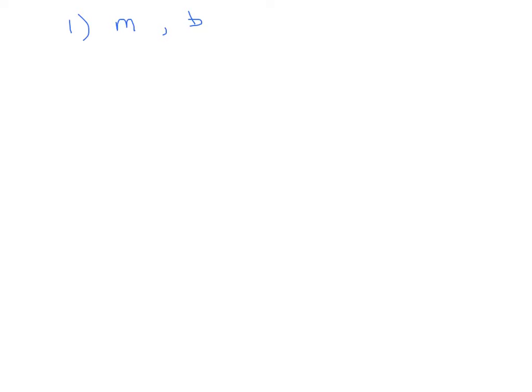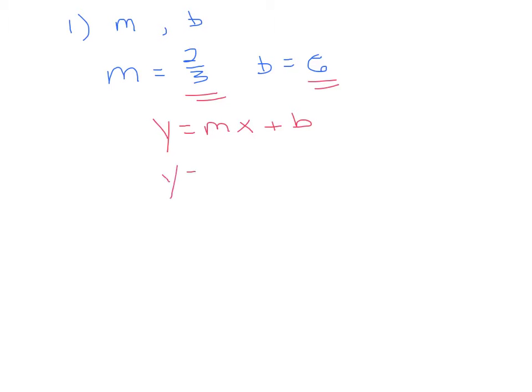So the first one is, what if we have a slope of something and a y-intercept of something? So for example, if the slope is 2/3 and the y-intercept is 6, what is the equation of the line? This problem is as easy as it seems, right? So we have y equals mx plus b, and all we need to do is fill in m and b. So y is equal to m is 2/3 and b is equal to 6. And we're done. That's it.